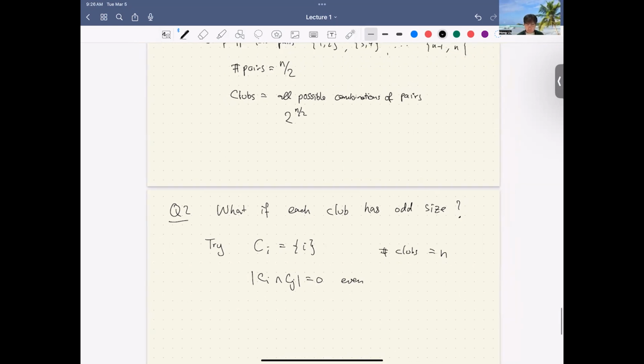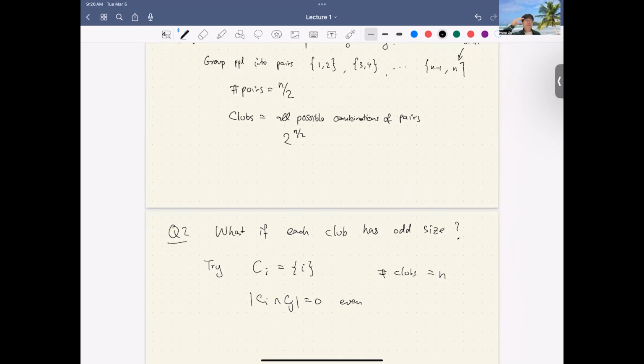But naturally, before, under the even condition, we had 2 to the n over 2. Now we only have n. So perhaps we can do better. That's a very natural thing to think about. We just change the rule a little bit. How can we drop so much, from exponential in n to linear in n? This is a huge difference in order of magnitude. But surprisingly, in fact, n is the best we can do under these changed rules.